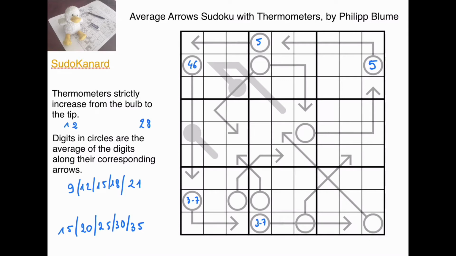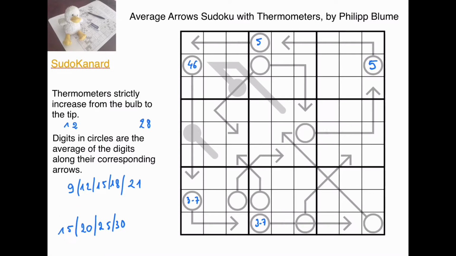So what can we have? Well, this 35 could only take 9, but with a 1 here, and 1 will never be the average value of those. So I think that 35 can be eliminated.